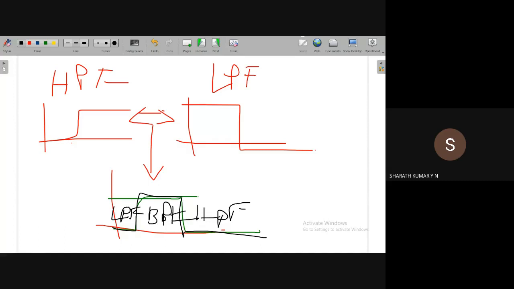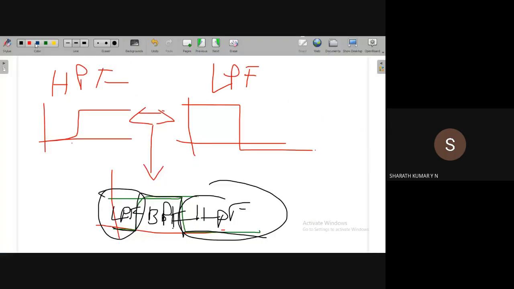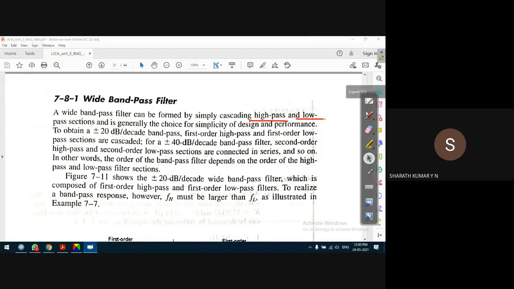So we can implement a band pass filter using a low pass filter as well as a high pass filter. Of course, frequency selection is important. This is FH and this is FL. At what frequency the higher cutoff frequency is determined, and at what frequency the lower cutoff frequency is determined, is a very important factor in the design of a band pass filter.